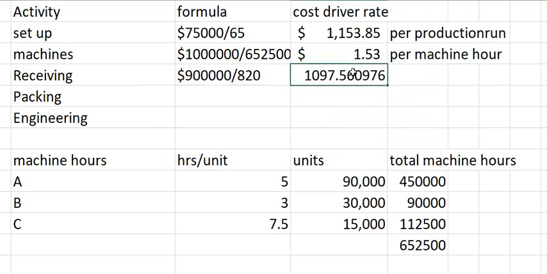So that's the answer. You can put it to two decimal places as well. And put it. Okay, so that's the receipt.